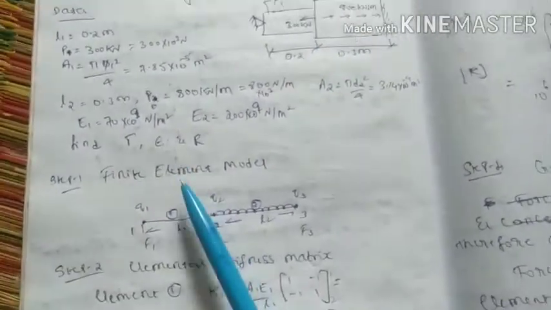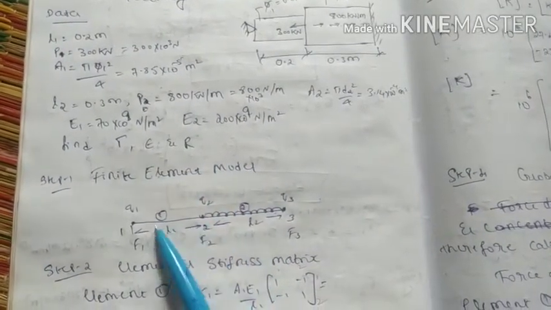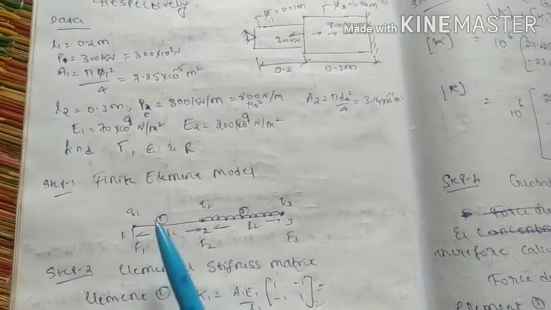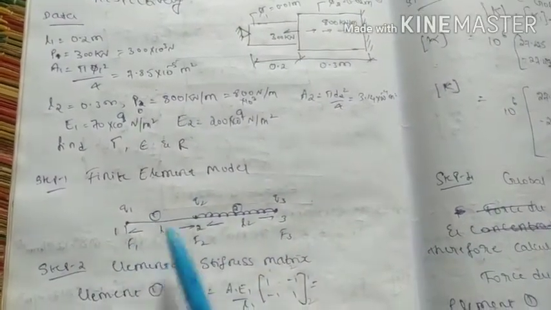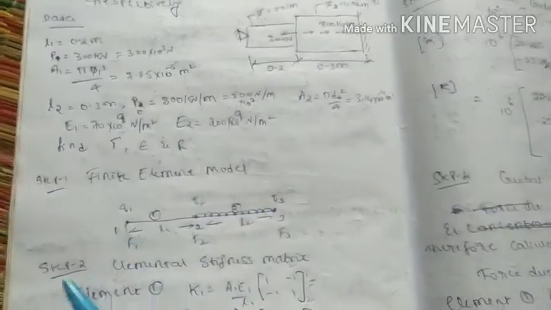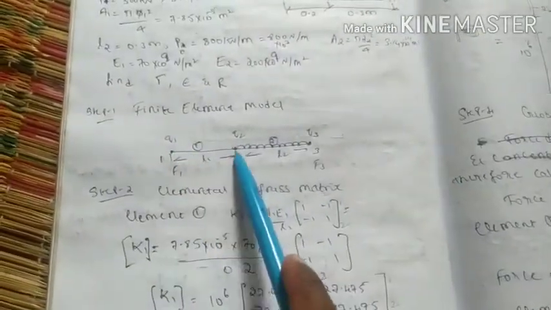Now step number 1, we need to do the discretization. For that we need to write an element model. So this is an element model made up of two materials with 3 nodes. Here the nodal displacements are Q1, Q2, Q3, and nodal forces are F1, F2, F3, and here axial load, and here distributed load, element 2. At node 2 axial load is also there.